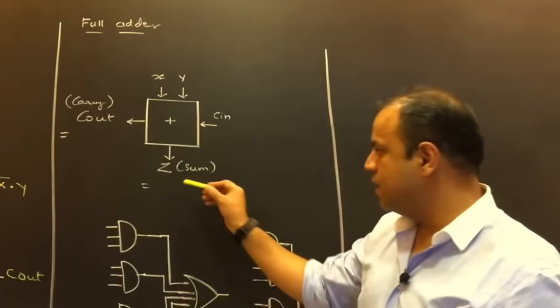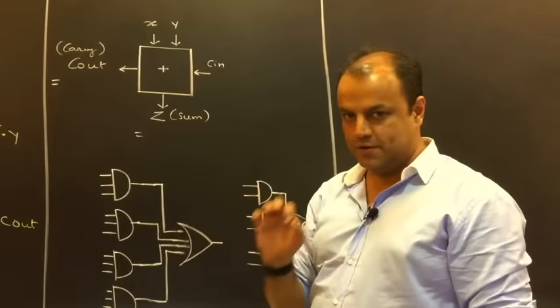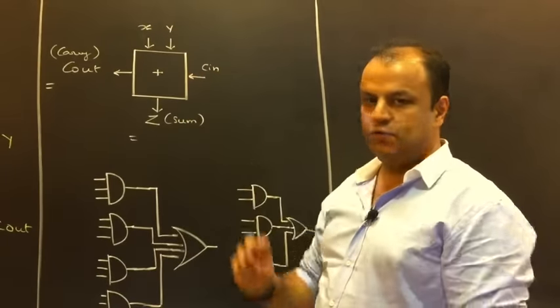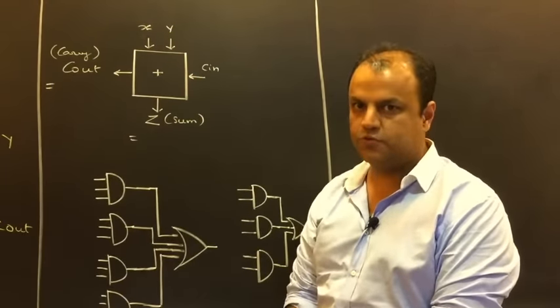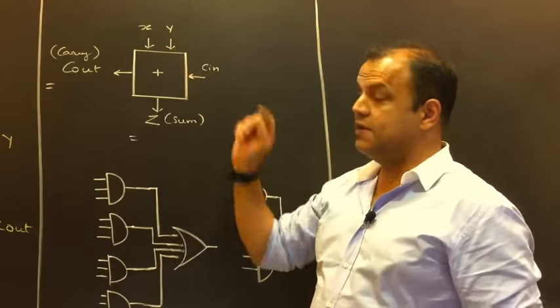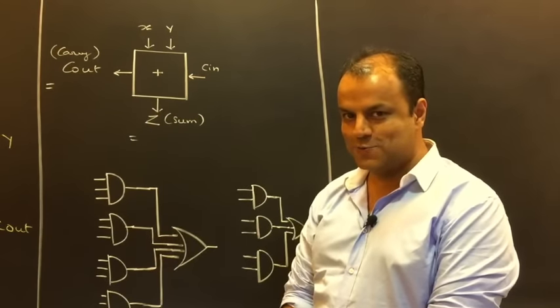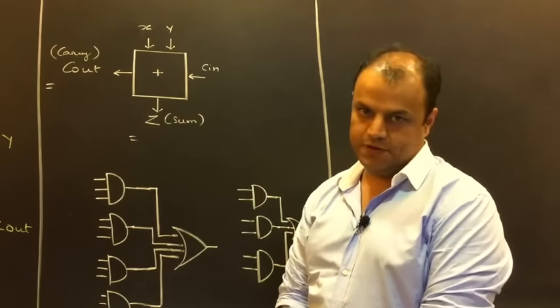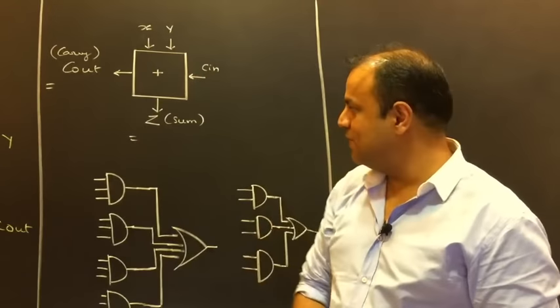Come on, start. When will I get a sum? I want the answer from you. There are 3 inputs over here, okay? If all the 3 are 0, will I get a sum? No. 0 plus 0 plus 0 is 0. Sum is going to be 0. If all the 3 are 1, will I get a sum? Yes. 1 plus 1 plus 1 is 3, which means it is 1 carry 1. You understand that. So your sum is 1.